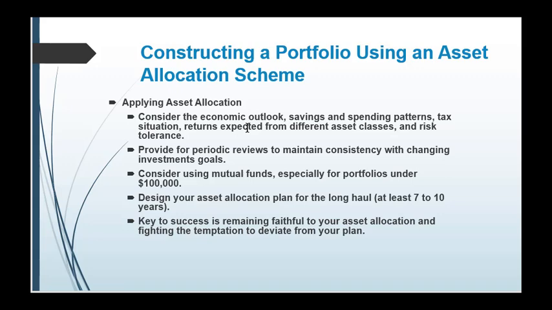We have to look at the economic outlook, right? We have to look at savings and spending patterns, tax situations, right? We need to understand the returns that come from different asset classes. We need to have some periodic review, right? This is going to require us to do it a little bit more often than normal, maybe. We need to consider using mutual funds, especially if you have portfolios under $100,000. And we have to look to the long term, right?